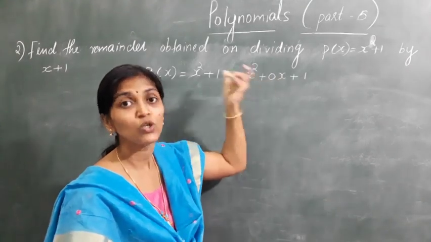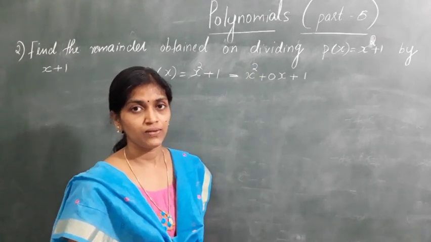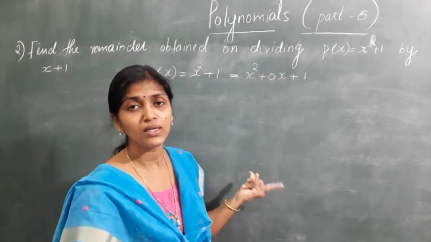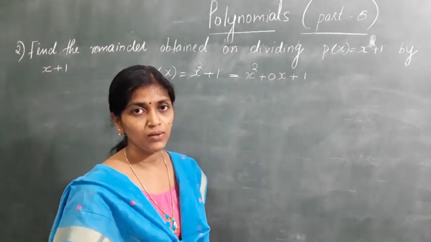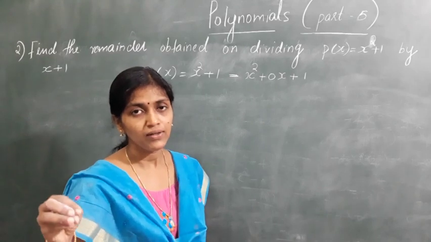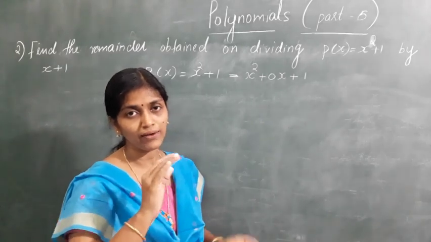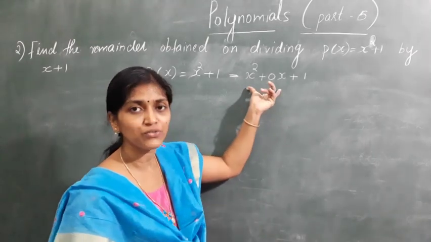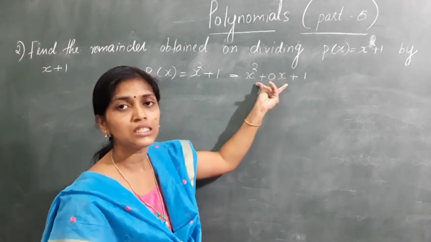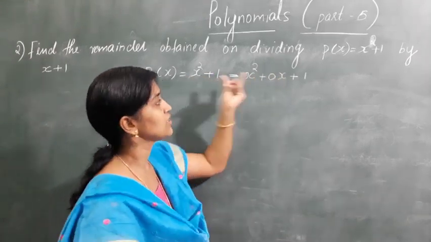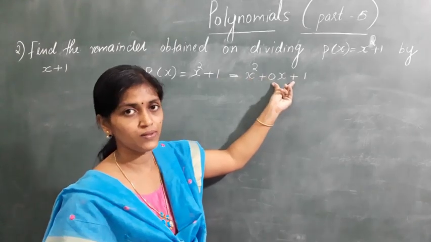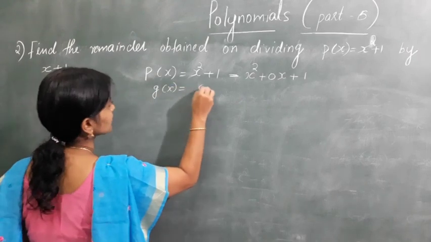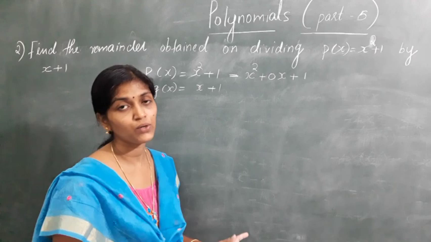This I am writing to make our division easy. It's not that we have to write this term. If you become so expert in this, you need not write the 0x and do the division. When you multiply with the divisor, you have to write the like terms together for the subtraction, and otherwise it creates confusion. For that, I just added this term 0x. 0x means actually it is 0. Now, what was our binomial g of x? g of x is equal to x plus 1. Now we are going to do our division.